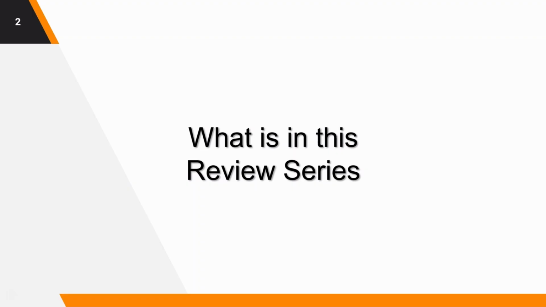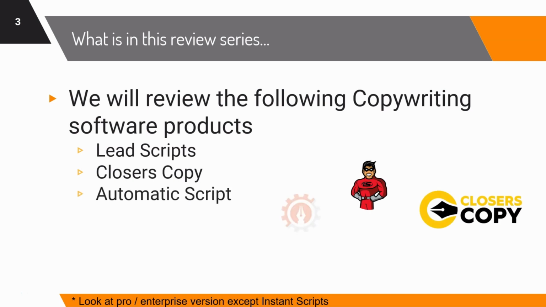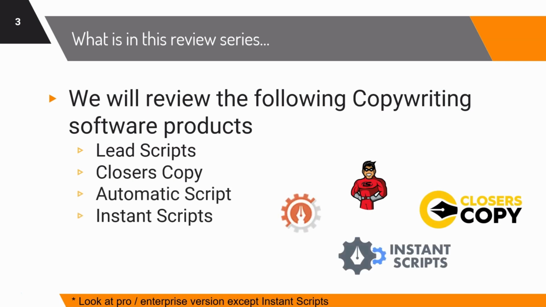So what we will see in this review series. In this review series, we will see copywriting software like Lead Script, Closer Copy, Automatic Script, and Instant Script. So basically, I'm trying to review all this software. These software are mainly pro version, enterprise version, except Instant Script. And also most of them have a one-time fee versus a monthly fee, except Instant Script, which is a monthly recurring fee.